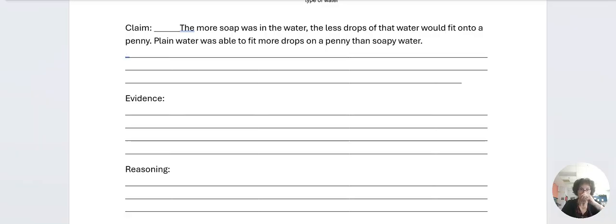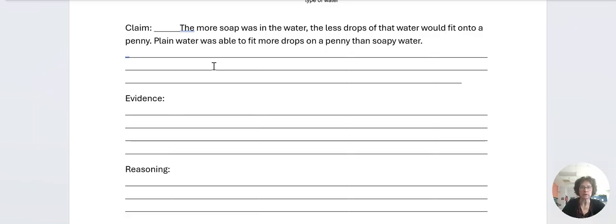Now, one thing that some students did, I know that they were trying to be clever, and I know they were trying to understand things. They went a little bit too far forward and decided that, oh, we're going to start explaining the science before we actually make the claim. So there were some people that said something like, plain water has better surface tension than soapy water, which is not part of the claim. That actually goes down in the reasoning. So if you did that, easy to fix.